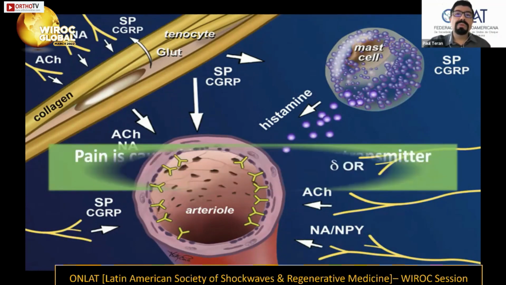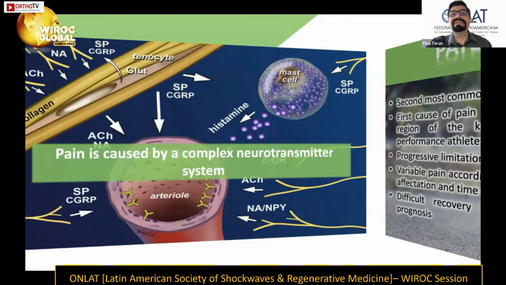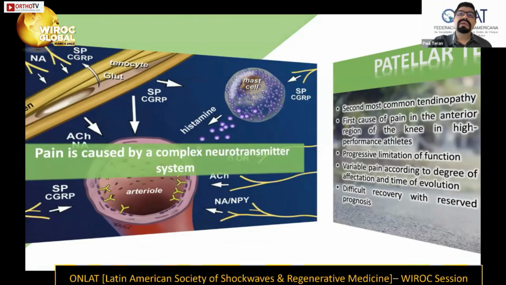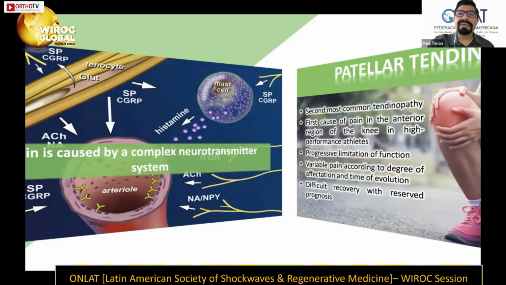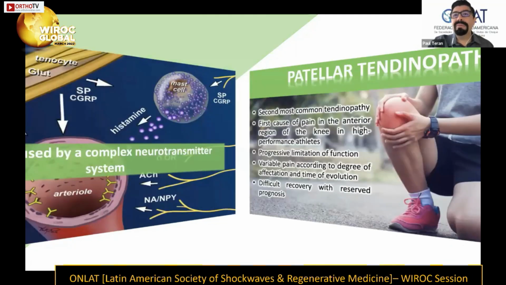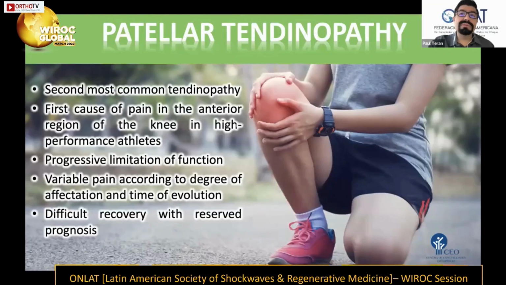Patellar tendinopathy is the second most common tendinopathy. The first one is Achilles tendinopathy. Patellar tendinopathy is the first cause of pain in the anterior region of the knee in high-performance athletes. Progressive limitation of function appears, with variable pain according to the degree of affectation and time of evolution in each tendinopathy, and it is difficult to recover, with a reserved prognosis in chronic cases.